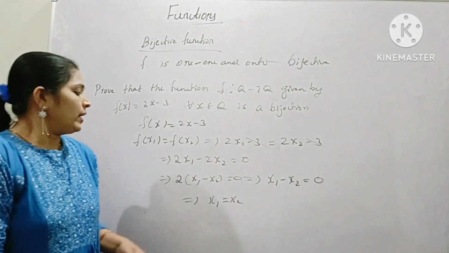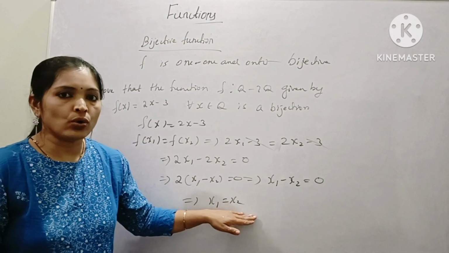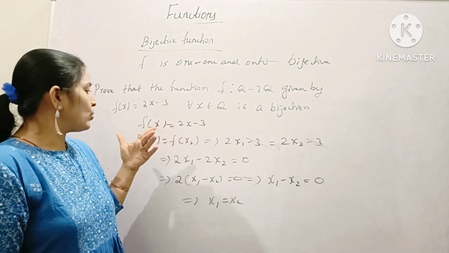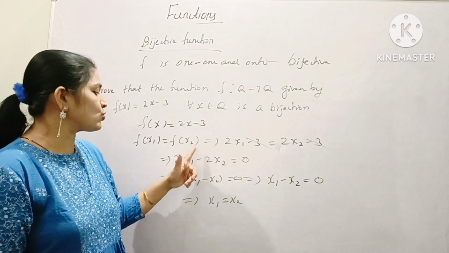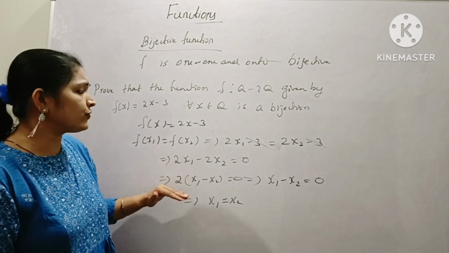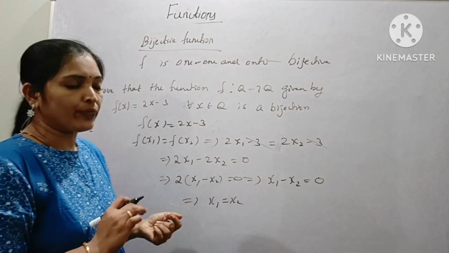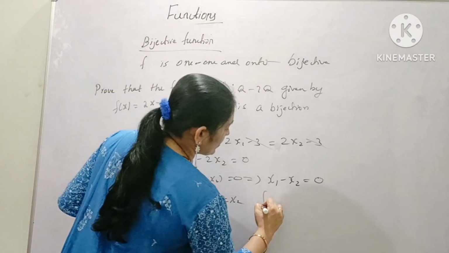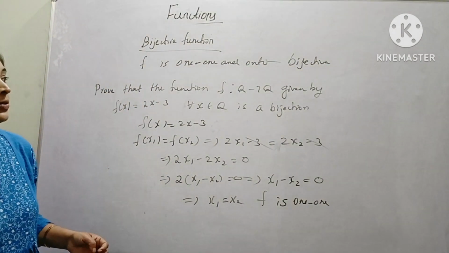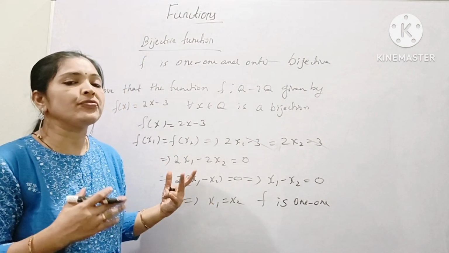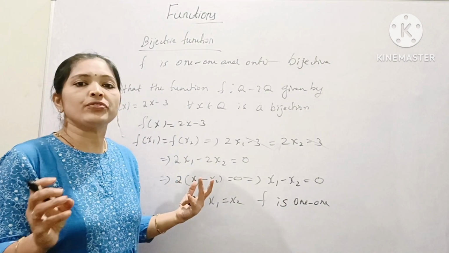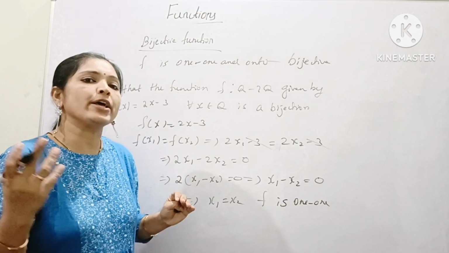Isn't it? So here we have got x1 is equal to x2 when we have taken f of x1 is equal to f of x2. So if f of x1 is equal to f of x2 implies x1 is equal to x2 in this function, therefore the given function is 1-1. Therefore f is a 1-1 function. Next, for bijection, we have to prove the given function is a bijection. We know what a bijective function is: a bijective function is 1-1 and onto.